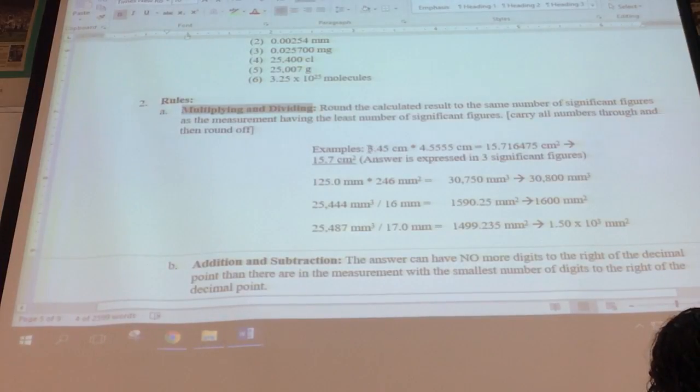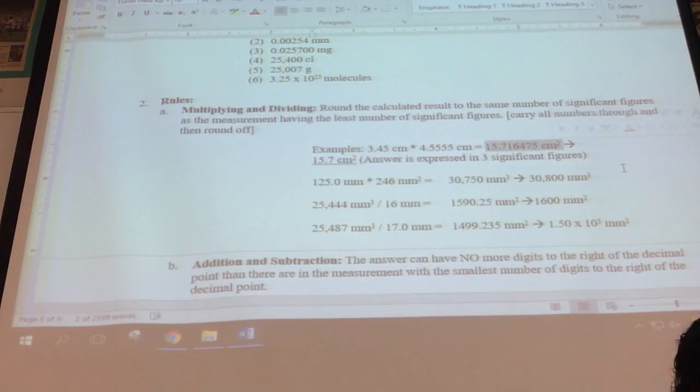In the first example, we have 3.45 centimeters times 4.5555 centimeters. If I calculate that either on paper or on my calculator, I get 15.716475 centimeters squared. Remember, for the units, if you're multiplying units together, you add their exponents. So the 1 plus 1 makes 2. This would be like an area maybe of a rectangle.